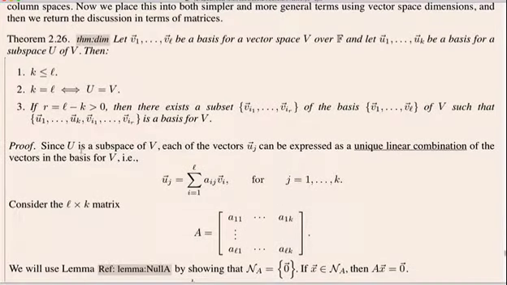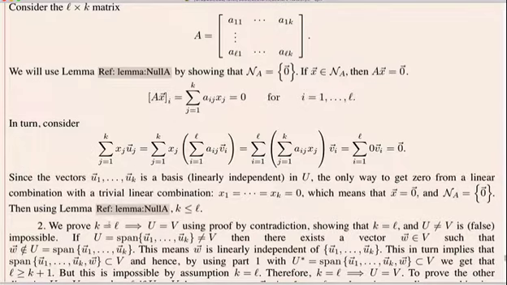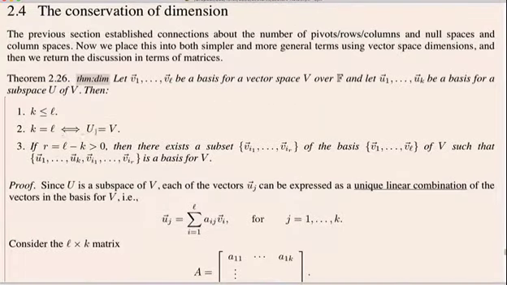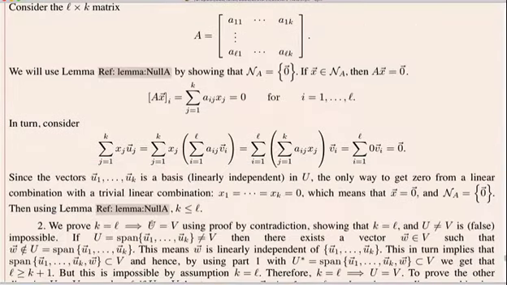Next, we show that k equals L. First of all, it's supposed to be if and only if u equals v, but first we show implication in one direction. And we prove that k equals L implies u equals v using proof by contradiction. So we show that k equals L and u not equal to v is false or impossible.